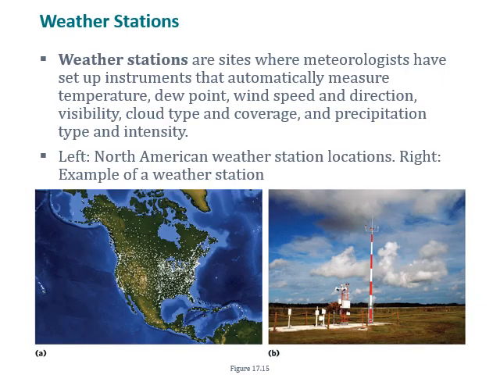Weather stations are sites where meteorologists have set up instruments that automatically measure atmospheric properties like temperature, dew point, wind speed, direction, visibility, cloud type and coverage, and precipitation. The figure on the left shows the North American weather stations, and the figure on the right is an individual weather station taken from a handheld camera photograph.